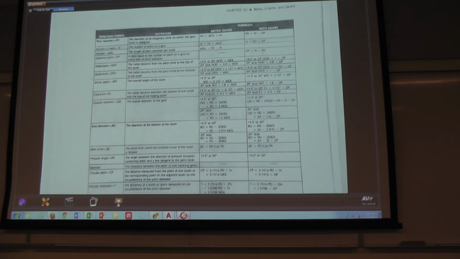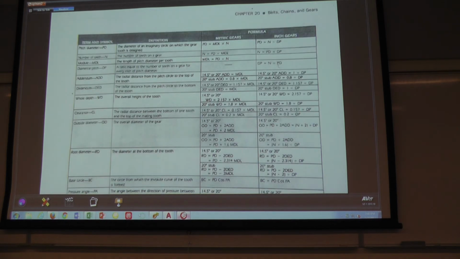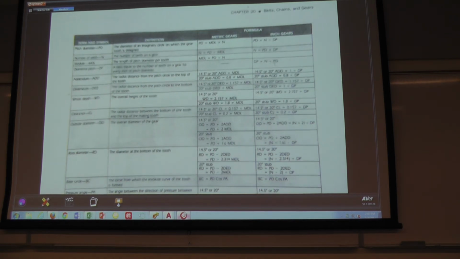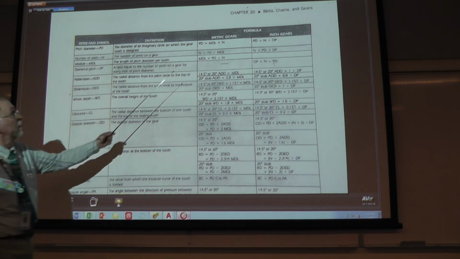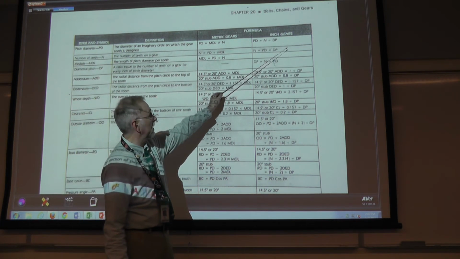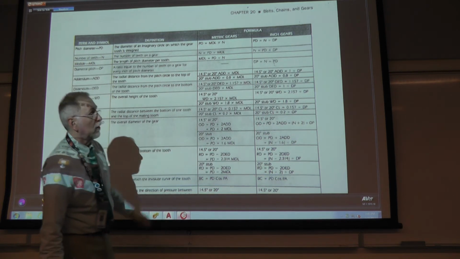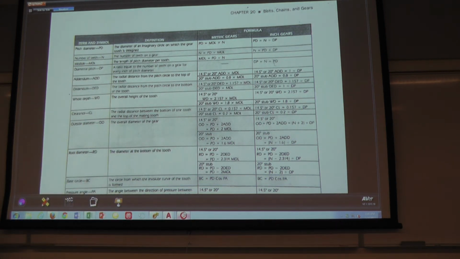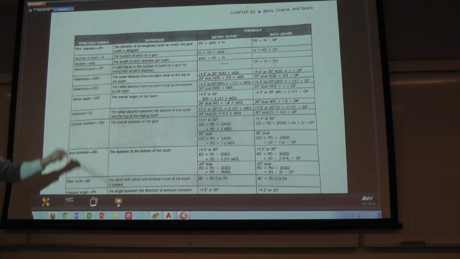There are 2 columns in here. Let's see if I can get it even a little better. That's a little better. All right. The first column over here is for metric gears, and over here is the inch column, so we're going to be using that. One of the pieces of information that you're going to need is the number of teeth. In the problem, in the textbook, you are given the pitch diameter and you're given the diametral pitch. The diametral pitch is a ratio equal to the number of teeth on a gear for every inch of pitch diameter or circumference.